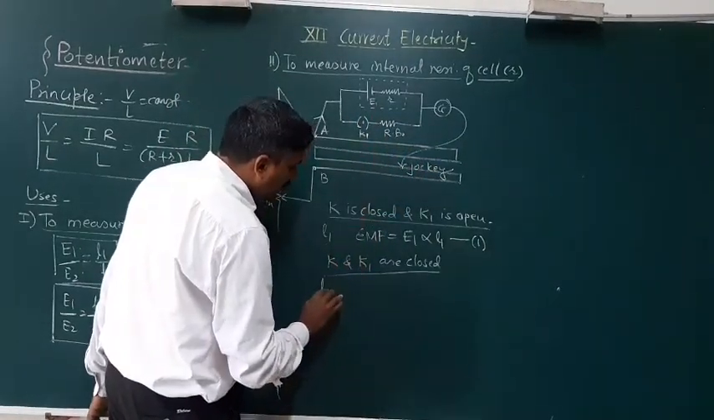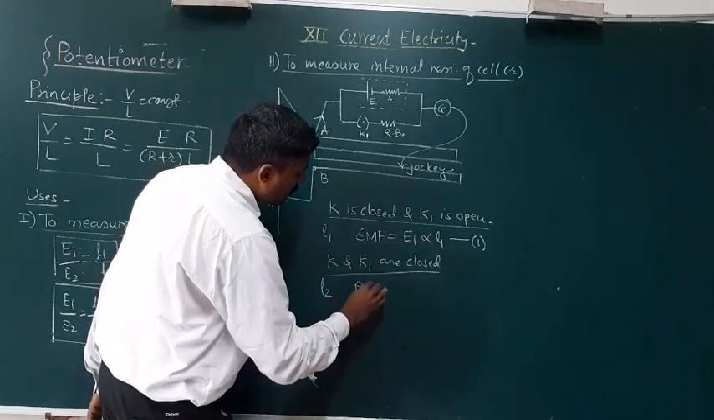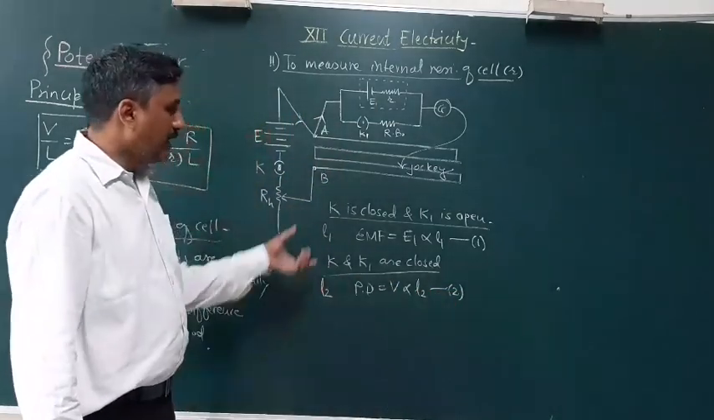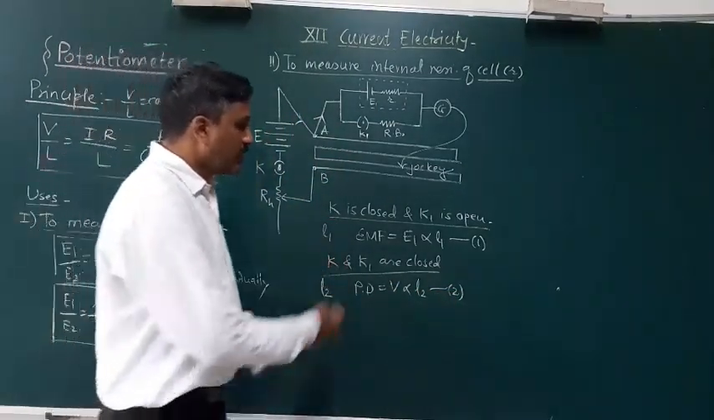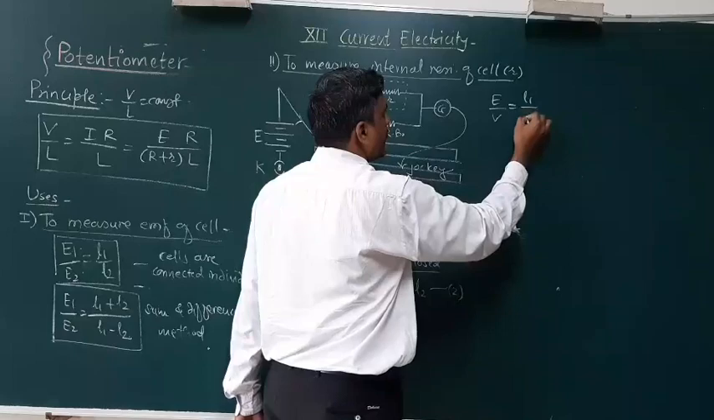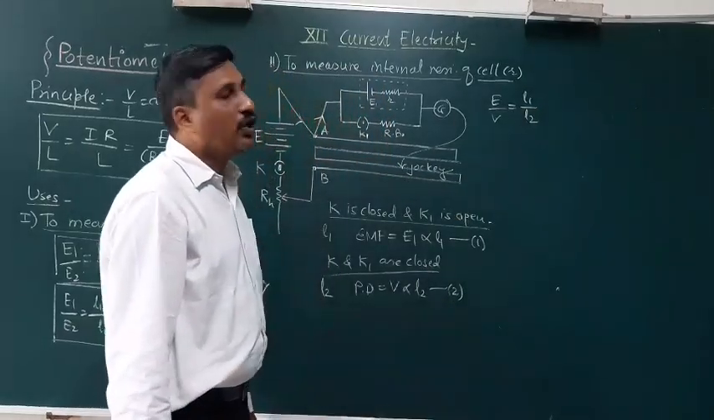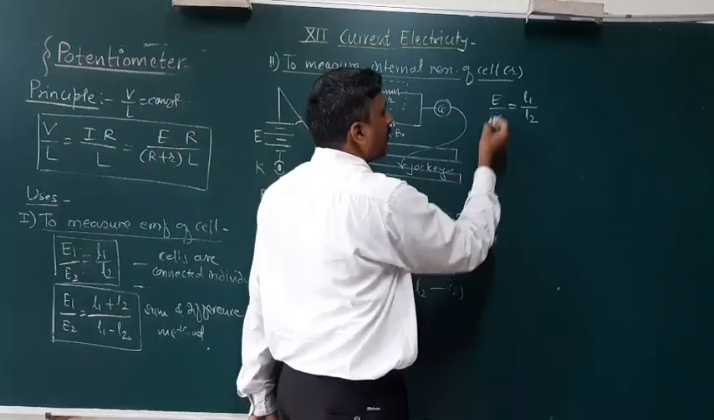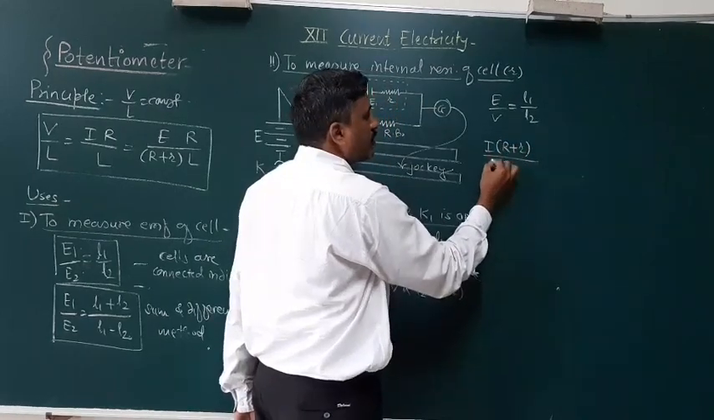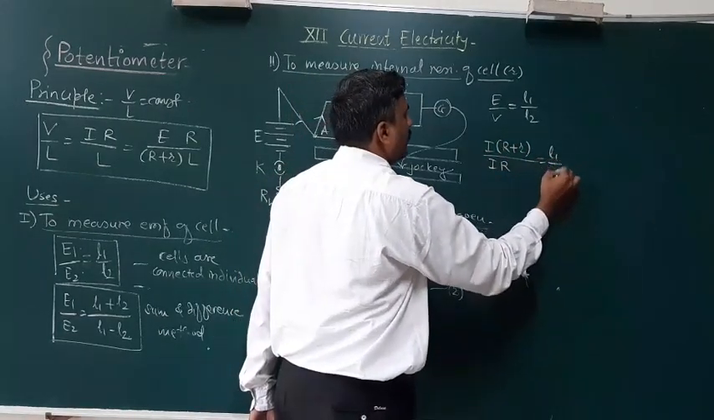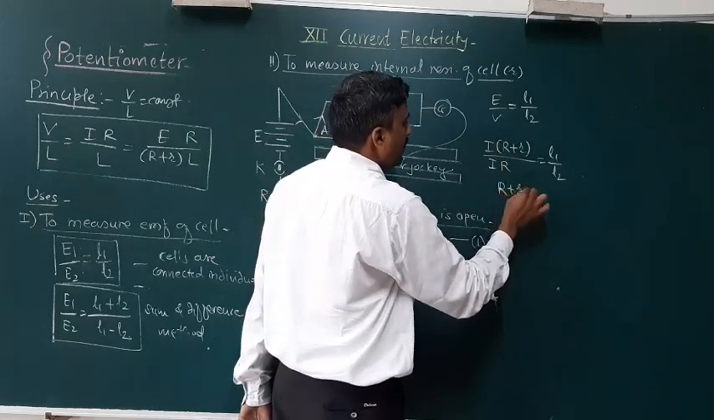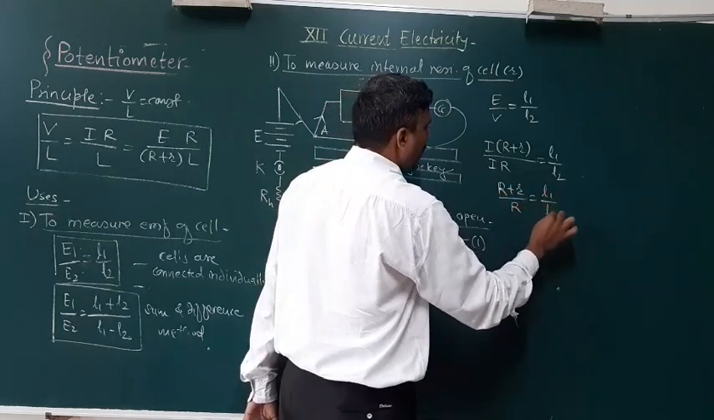At that time, the null point is obtained at the length L2, and the potential difference V is proportional to L2. This is my second part. Now take the ratio of these two, that is E by V equals, let the constant be unity, so E by V equals L1 by L2. Again, what is E? It is nothing but I(R + r), so E by V equals I(R + r) by IR equals L1 by L2. Both I get cancelled and the remaining term is very simple.